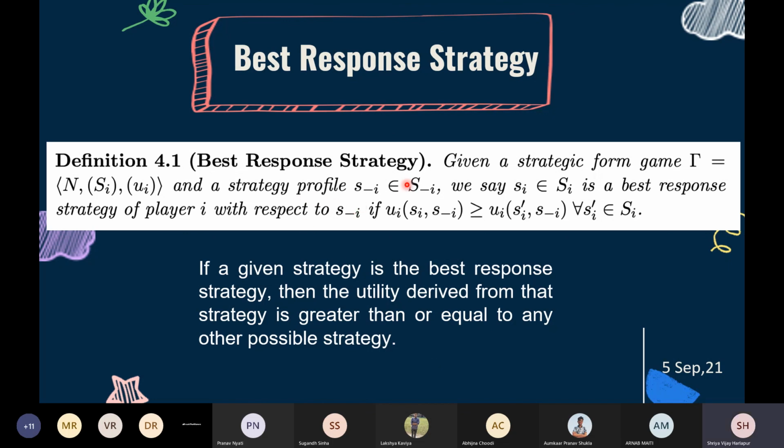And a strategy profile S minus I here means the strategies of all the other players without that particular ith player's strategy. So if we have 1, 2, 3, 4, 5 players, U1 of S1, comma, and S minus I will be 2, 3, 4, 5. So excluding 1. That's what this S minus I means. The strategy of all the other players excluding the ith player. So does this definition make sense? You can take some time and read it, but that's what the basic statement means. Any questions?